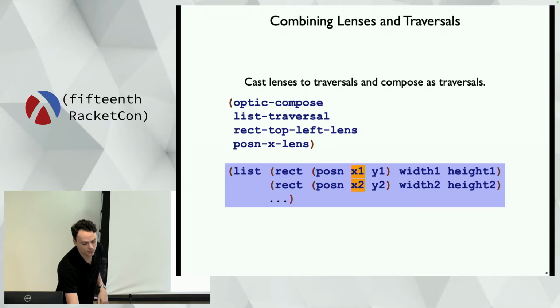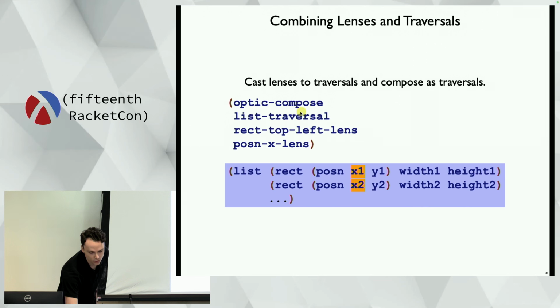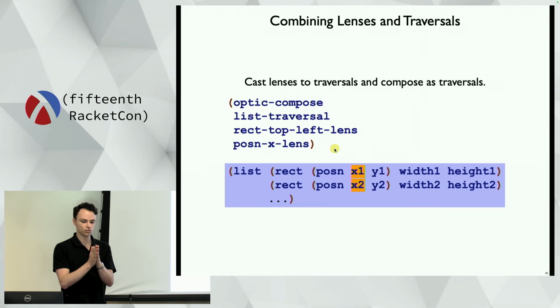And I made a thing called optic compose, which handles all the casting and selecting the appropriate composition operator. So here we can clearly see we're composing the list traversal with the rect top left lens and posn X lens. And that gives us a traversal that targets a list of rectangles and focuses on the X values of those rectangles. So this is what you would use if you want to move a list of rectangles to the right.